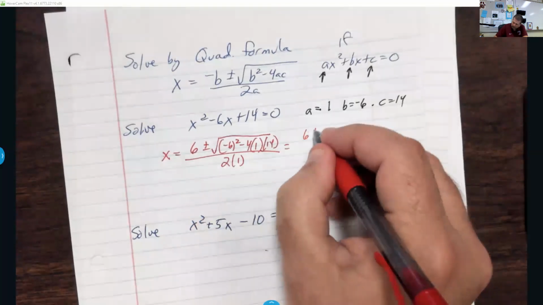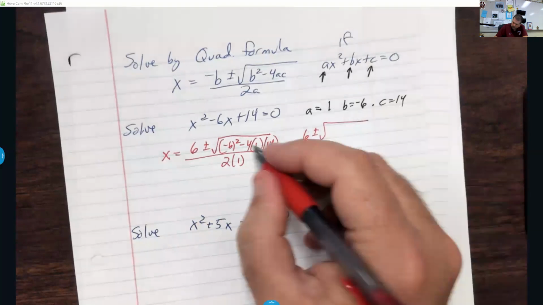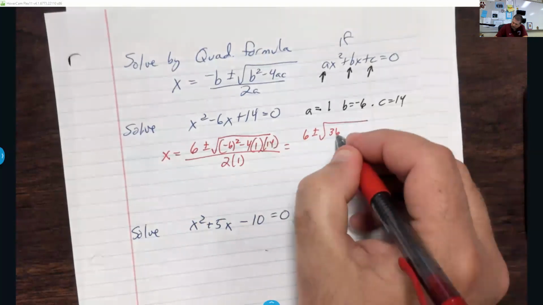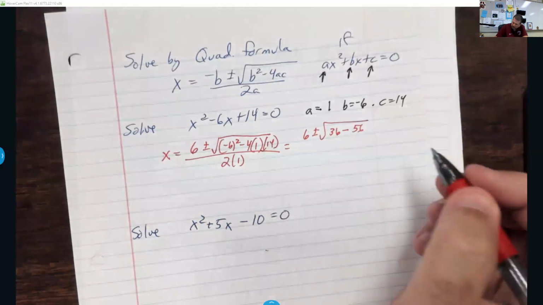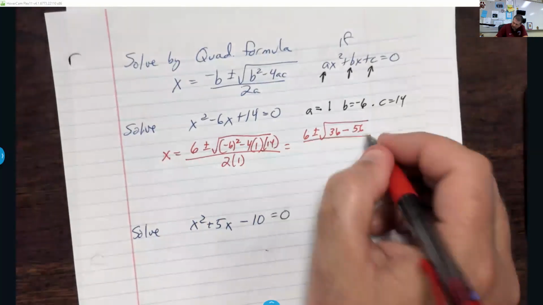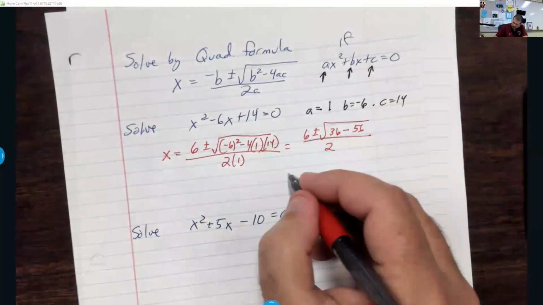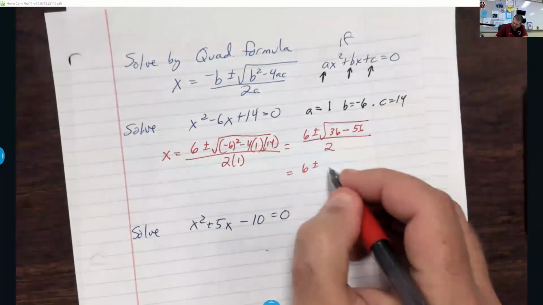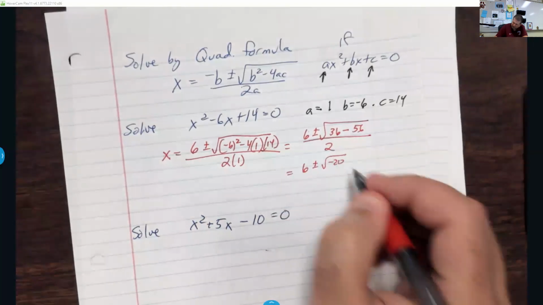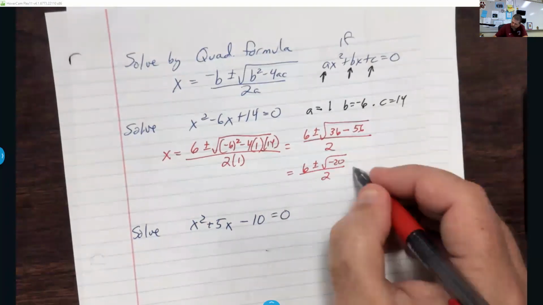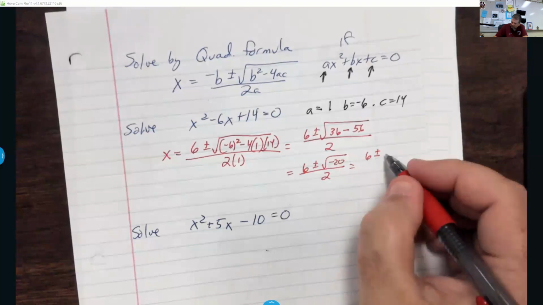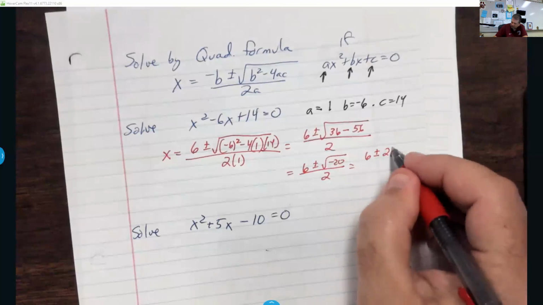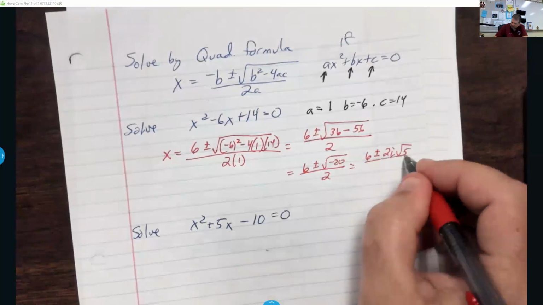which is going to be 6 plus or minus the square root of 36 minus 56, it looks like, all over 2, which is 6 plus or minus the square root of negative 20 over 2, which the radical then simplifies, 6 plus or minus 2i root 5 over 2.